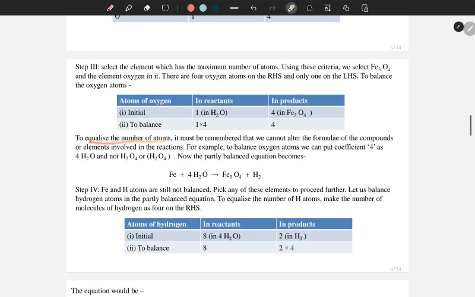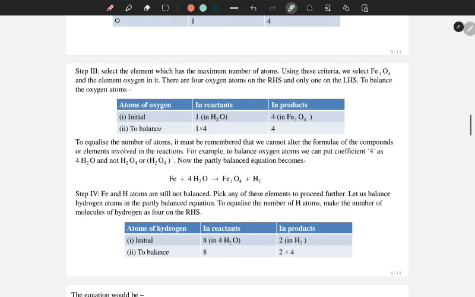So to equalize the number of atoms, it must be remembered that we cannot alter the formula of the compound or element involved in the reaction. For example, to balance oxygen atoms, we can put coefficient 4 as 4H2O and not H2O4. Okay, so what is it saying here? It is saying that we cannot add 4 like this. To balance the chemical equation, we cannot write the coefficient like H2O4 to balance the number of oxygen atoms. To add 4 we have to write 4H2O.